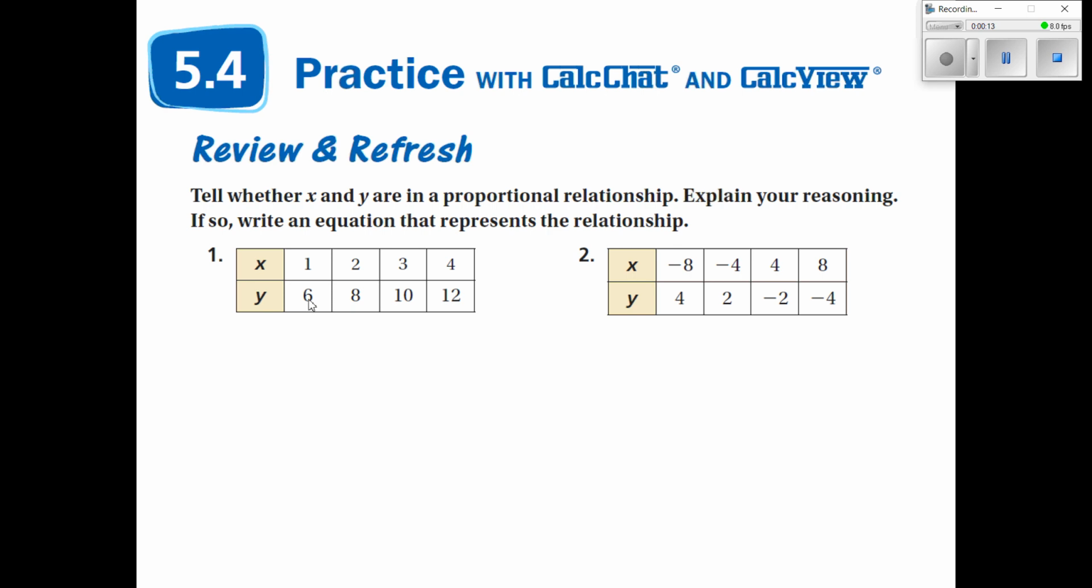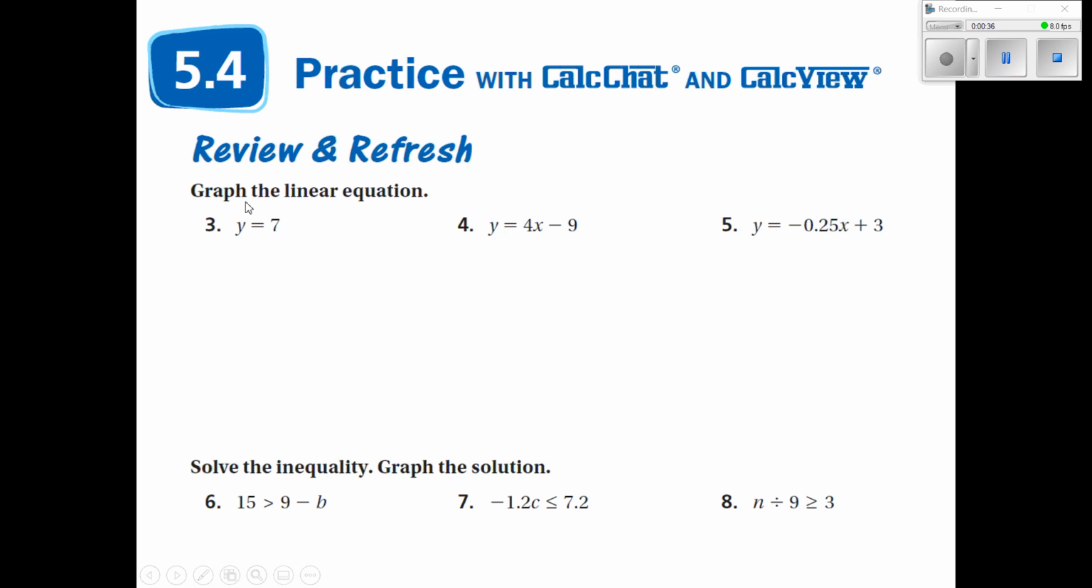We know to be proportional, I would have to take y and divide it by x every time and get the same answer. In the first one, we see 6 divided by 1, that's 6. And 8 divided by 2, that's 4. That means these two are not the same. It is not proportional. I don't even need to check the rest of these. So it does not go through the origin. So no, the line does not pass through the origin. So it's not proportional.